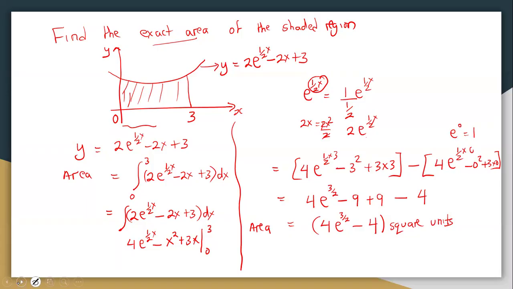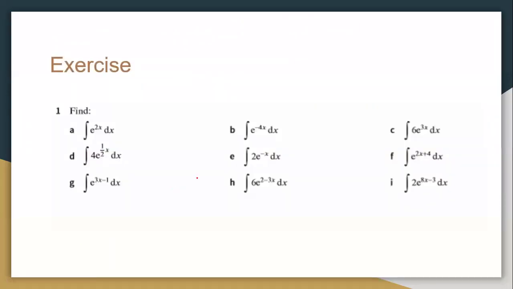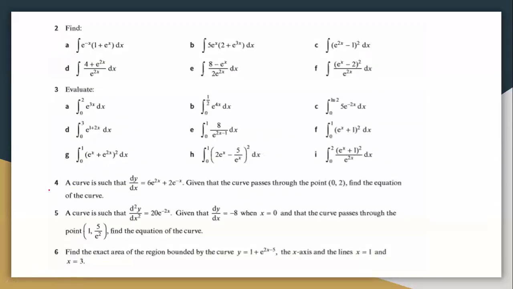Okay, I hope it is okay. So these are numbers that I want you to try out and see whether you have mastered how to integrate exponential functions. But maybe for number 4, they tell you that a curve passes through the point (0, 2), find the equation of the curve. So still here, we are going to apply our integration.